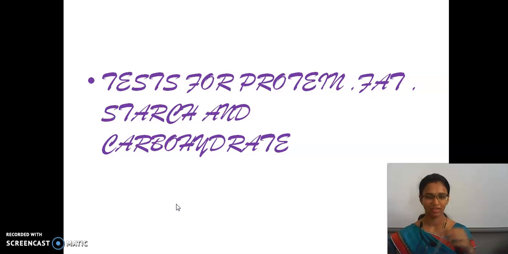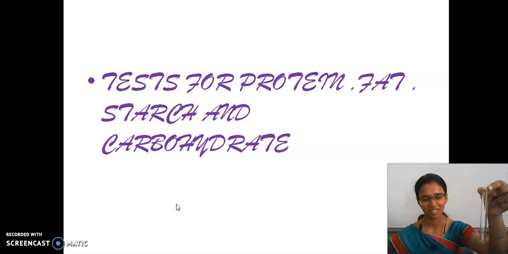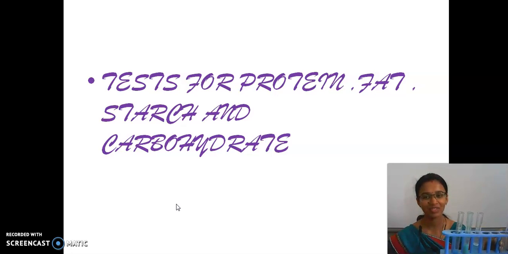First, this is a big test tube. I hope you all are able to see this. This is a test tube. See here, this is a test tube holder. These are all the apparatus used in the chemistry lab. Next, this is a beaker.